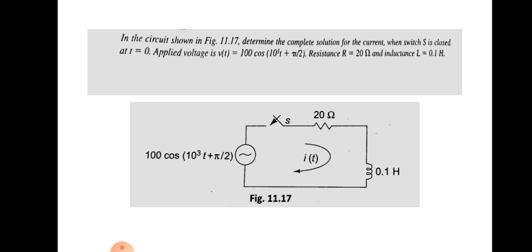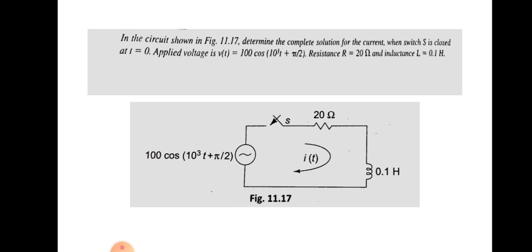In the circuit shown in the figure, determine the complete solution for the current when the switch S is closed at t equal to 0. The applied voltage is v(t) equal to 100 cos(1000 t plus pi by 2), resistance R equal to 20 ohm and inductance L equal to 0.1 Henry. So this is the circuit that contains the resistance R equal to 20 ohm and inductance 0.1 Henry, and the applied voltage is 100 cos(1000 t plus pi by 2). So i(t) is the current.